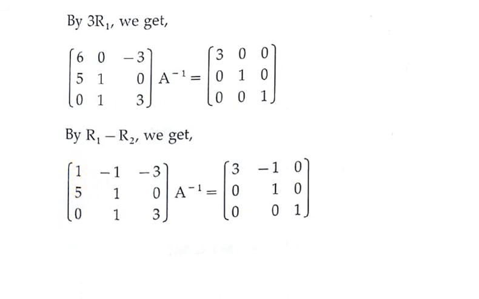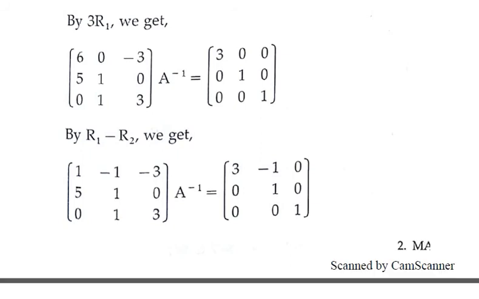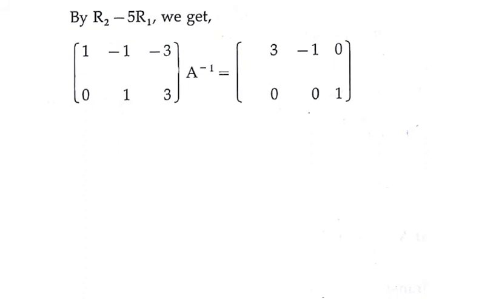Hence we will get the equation R2 minus 5 times R1. We are going to change the second row, so the first row and third row will remain the same, and we write the first row and third row as they are.